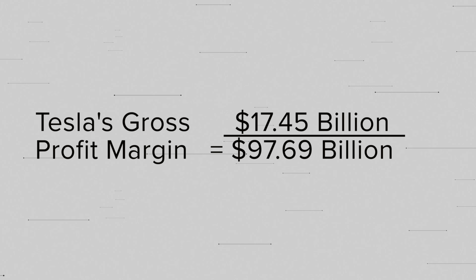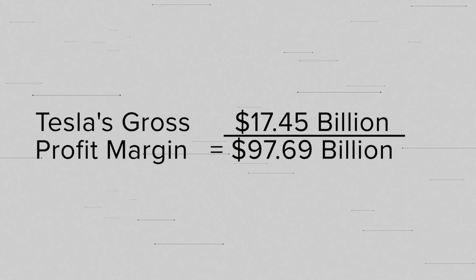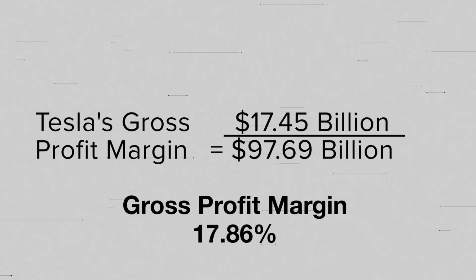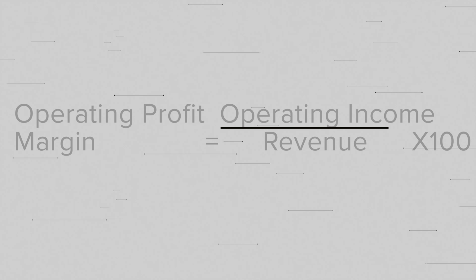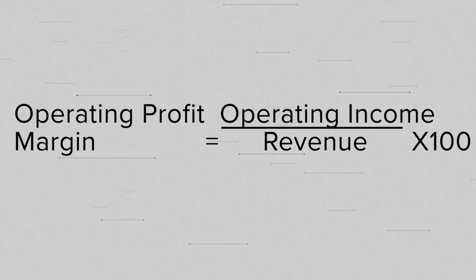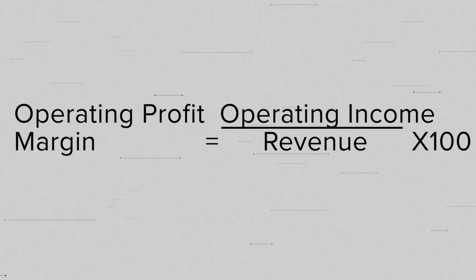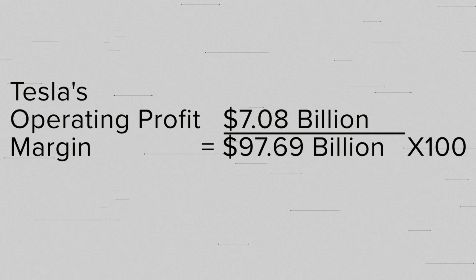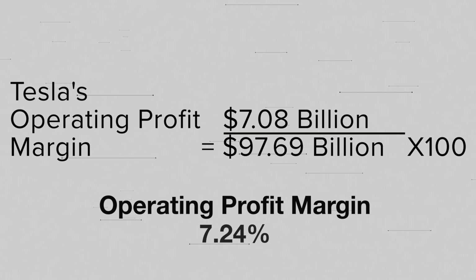Tesla's gross profit was $17.45 billion, and their revenue was $97.69 billion, giving a gross profit margin of 17.86%. Next up, we have operating profit margin. This formula is going to be operating income divided by revenue times 100. And this one digs a little bit deeper. It includes overheads and not just production. Investors love this one because it shows how efficiently the business runs day to day. Tesla's operating income was $7.08 billion, and their revenue again was $97.69 billion, giving an operating profit margin of 7.24%.